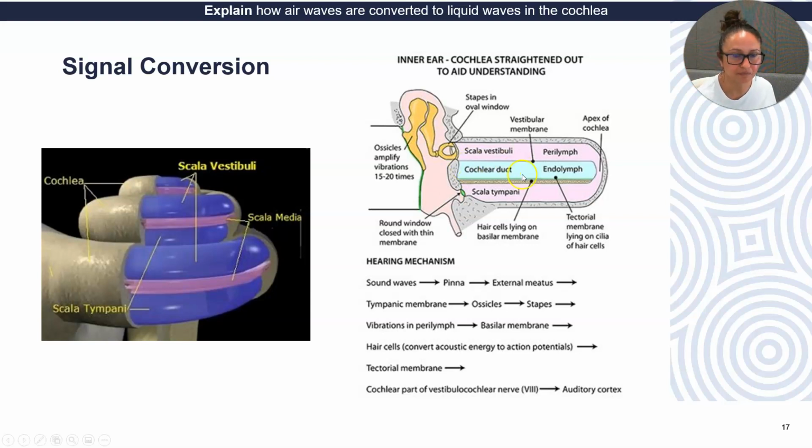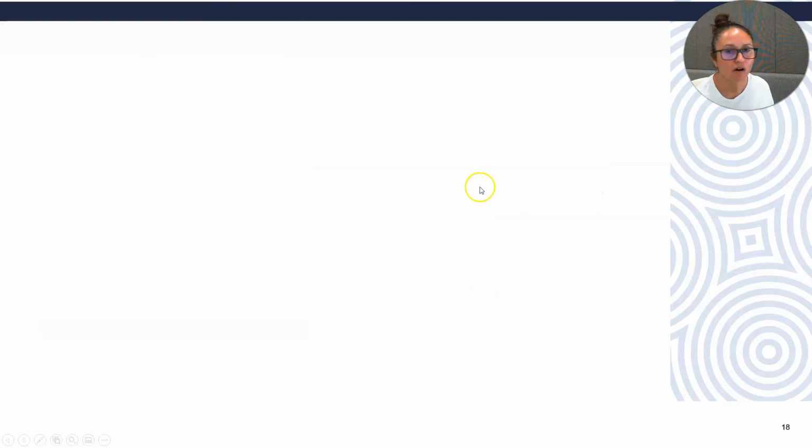All right? So when the fluid is going up the cochlea and down the cochlea, it makes this thing move. And then that's how we hear. All right, I'm just going to pause it there, and then I will come back and do the rest of it.